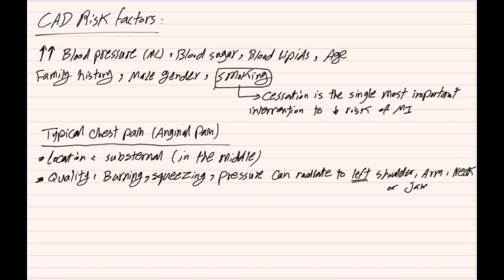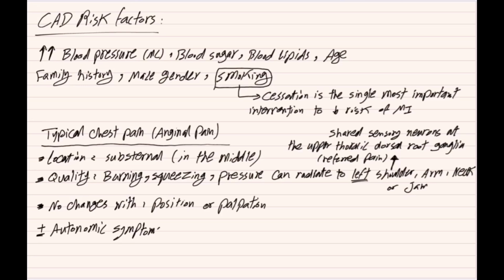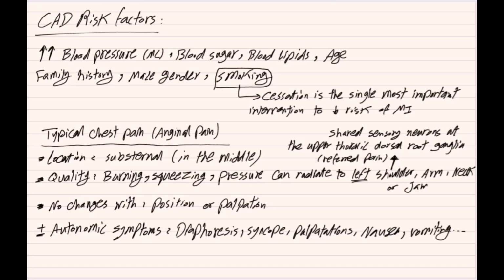And this is because of the shared sensory neurons in the upper thoracic dorsal root ganglion. We call that referred pain. There is no change with position or palpation. Autonomic symptoms may be present, like diaphoresis, cold sweats, syncope, palpitations, nausea, and vomiting.